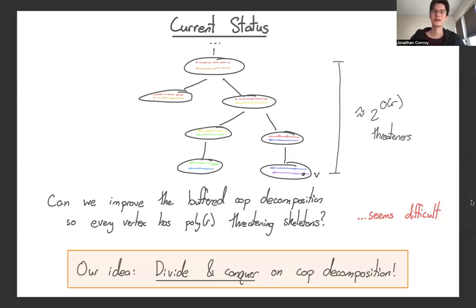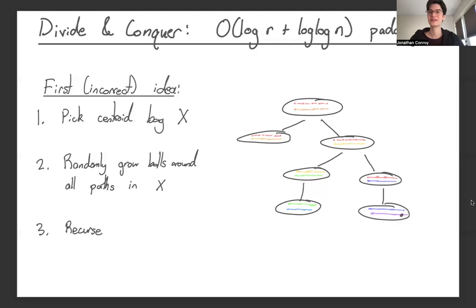Okay. So let's sketch this argument. And first, let's aim to get padding parameter log R plus log log n. And we'll use here the simplest version of COP decomposition, just the COP decomposition of Andreae, where we have a tree decomposition, and every bag consists of poly-R shortest paths.